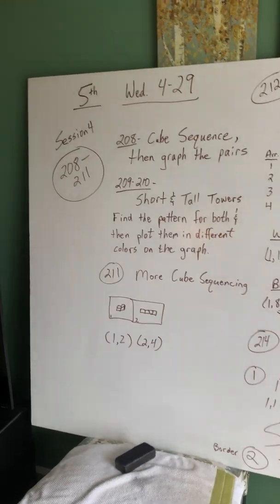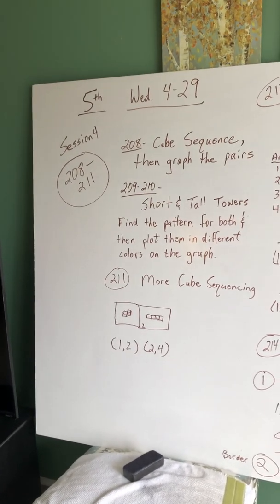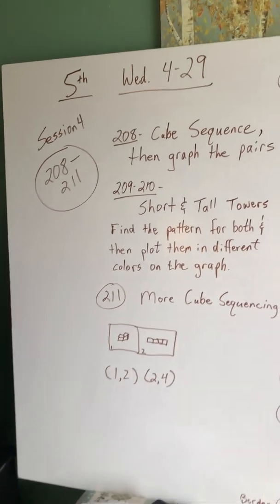If you're watching, this is for Wednesday, April 29th. So I'm actually talking to you a week in advance. We're talking about next Wednesday, because today is Earth Day, the 22nd. So I'm a week ahead. We're on session 4 in Module 1 and Unit 6, and it's cube sequencing again.